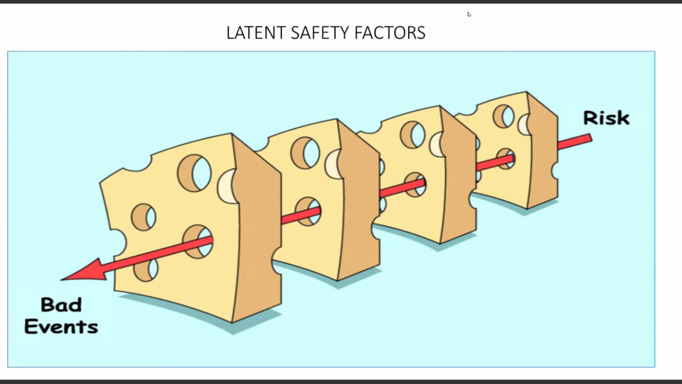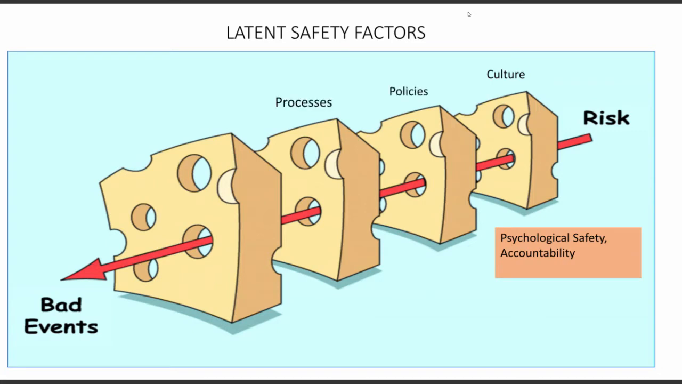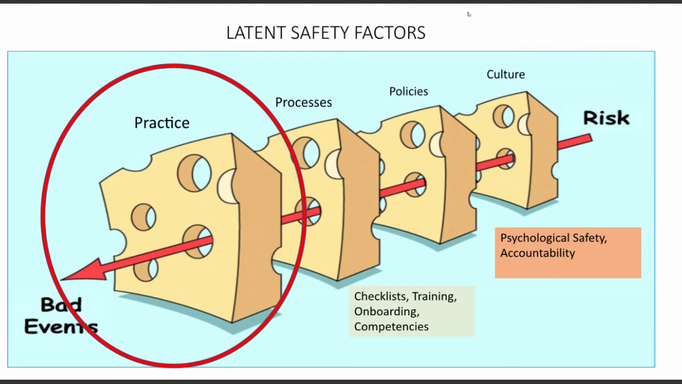So that's the reason why I say reason with Swiss cheese. The first layer of the Swiss cheese, these are the latent safety factors. These are the things that we don't have immediate control over, but they have such a profound impact on us. There's a culture that we work in. Is there a culture of psychological safety and accountability? How about policies? Do those policies lead to processes that are clear? And ultimately, it's the practice. How do these different elements lead into the practice?